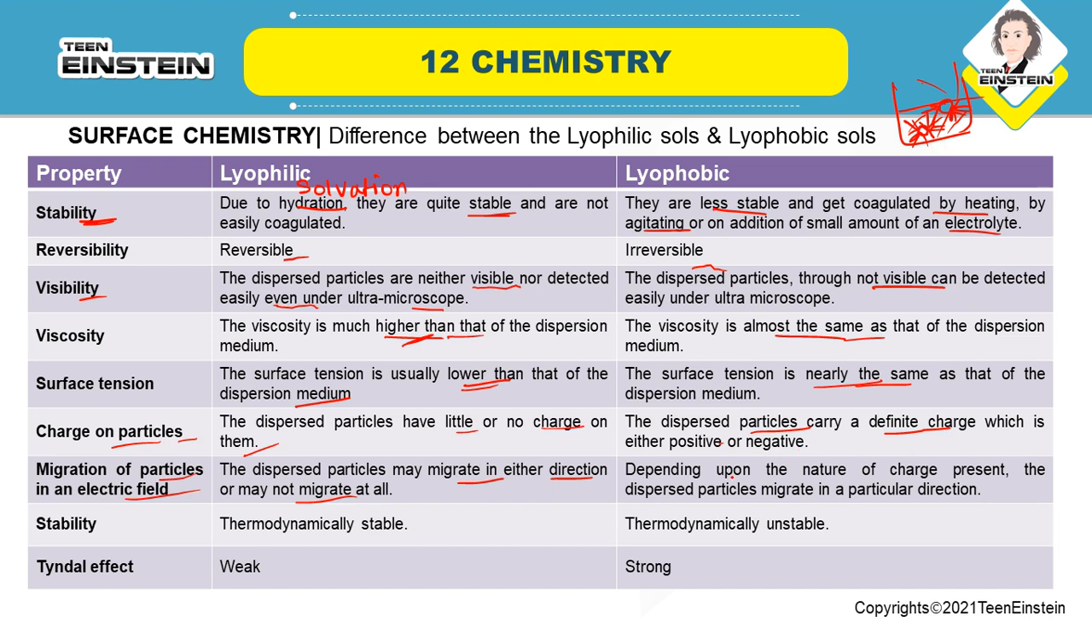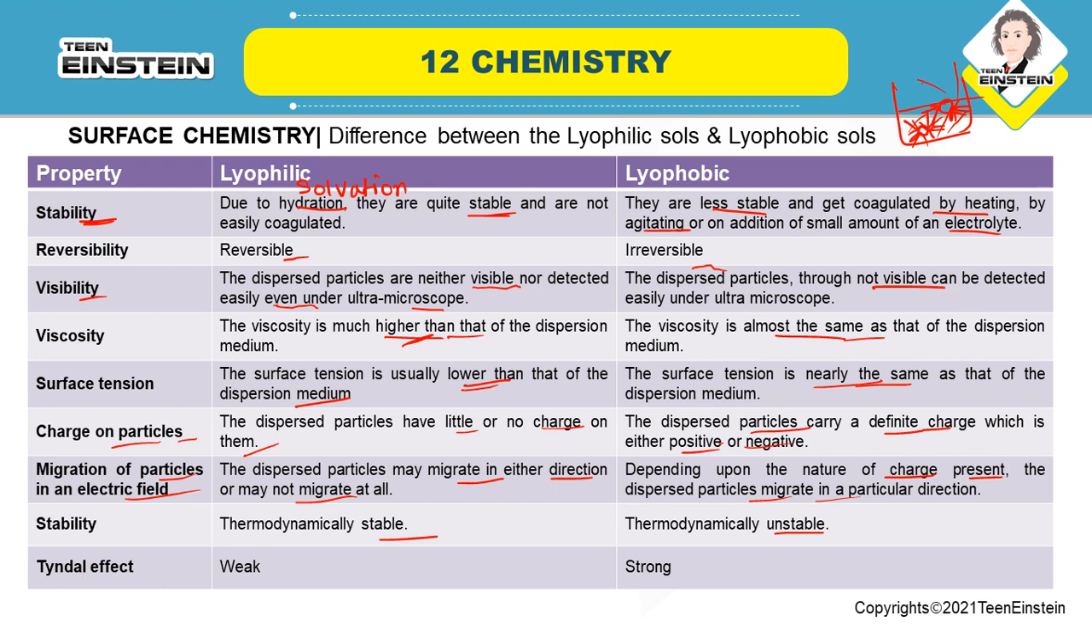And in the case of lyophobic, as a particular charge is present, it may be positive, it may be negative. So depending on the nature of the charge present, whether positive or negative, dispersed particles can migrate in a particular direction. That is, depending on positive or negative, it may move towards the cathode or anode. Fine. Stability: it is thermodynamically stable, thermodynamically unstable.